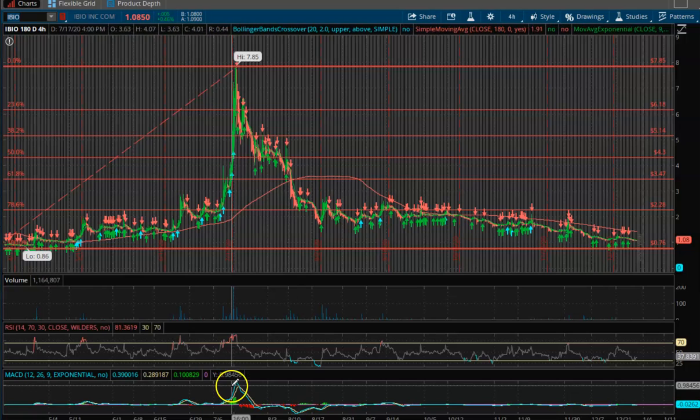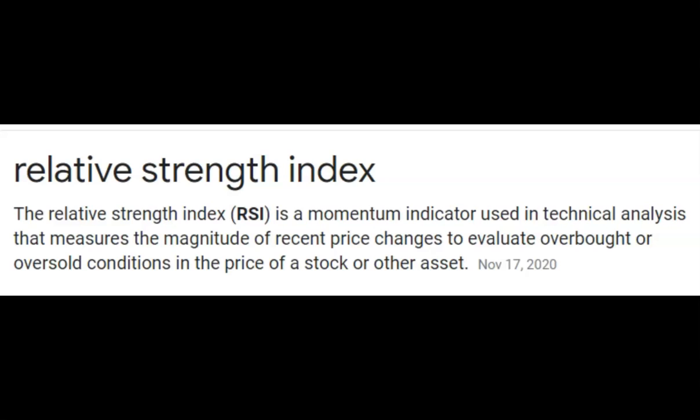So first of all, let's go over exactly what the RSI indicator is. The RSI indicator is the relative strength index. It's a momentum indicator used in technical analysis that measures the magnitude of recent price changes to evaluate overbought or oversold conditions in the price of a stock or other asset. So simply put, this indicator is going to tell you if you're getting a bad deal, fair deal, or very good deal on the purchase of a stock in a particular time frame.